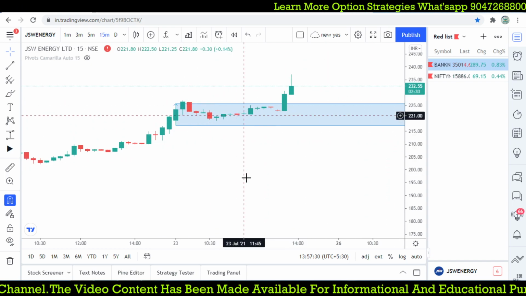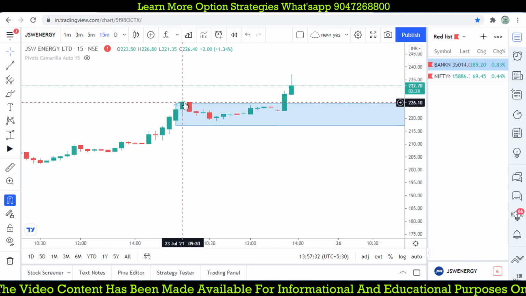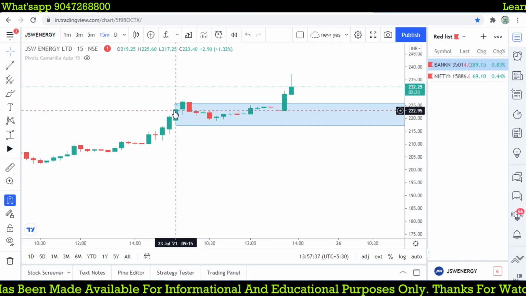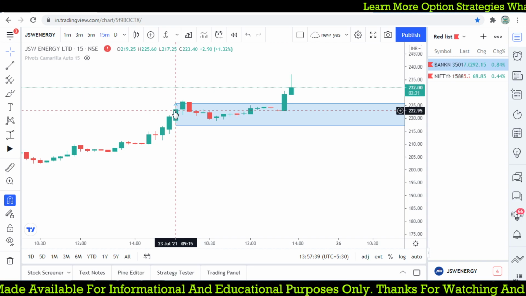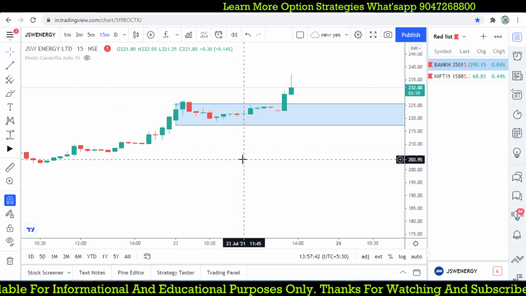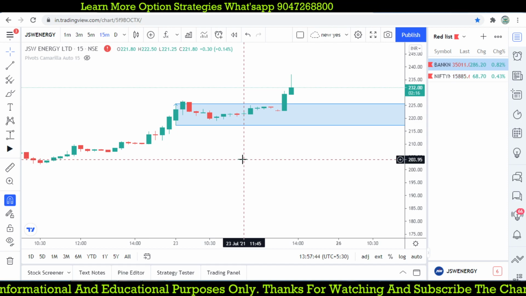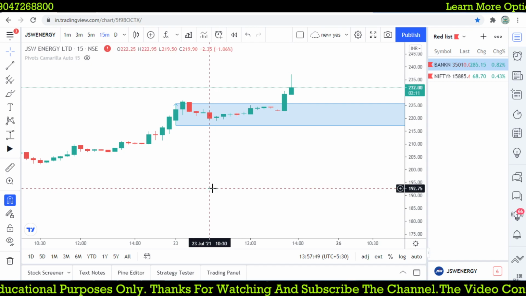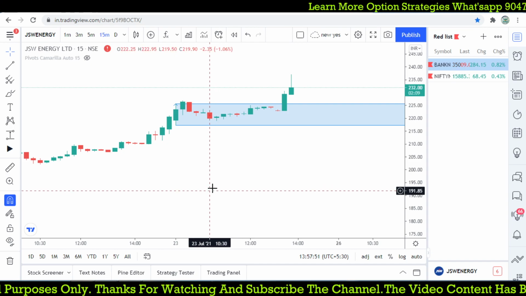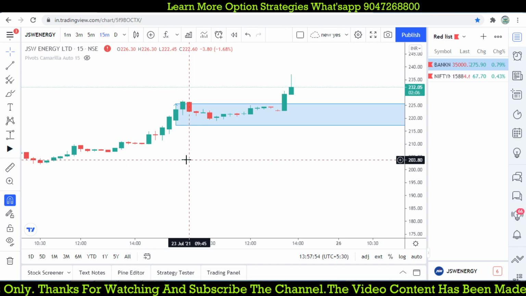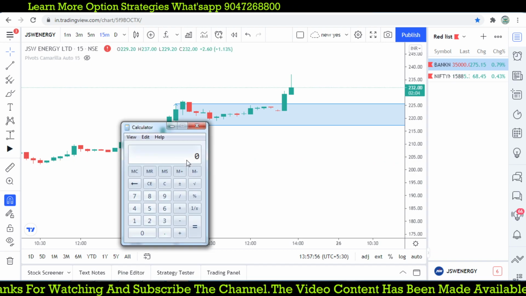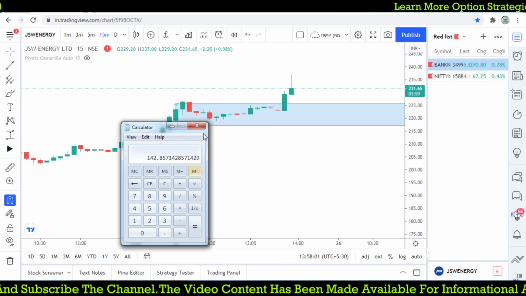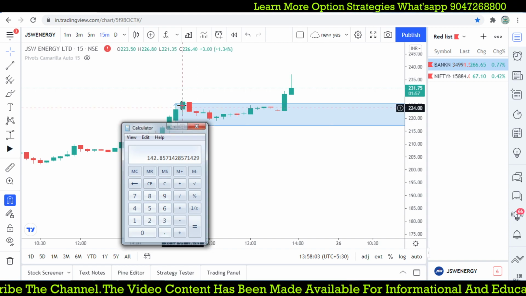Now, the risk for the trade: the high of the candle is 225.6 and the low is 217, so almost 7 rupees is the risk for the trade. I'm taking a risk of 7 rupees for this particular trade. I can manage the risk reward based on my risk ability. For example, if I'm going to risk 1000 rupees on this trade, how many shares do I take? 1000 divided by 7 rupees as my stop loss, so I'm going to take 142 shares.